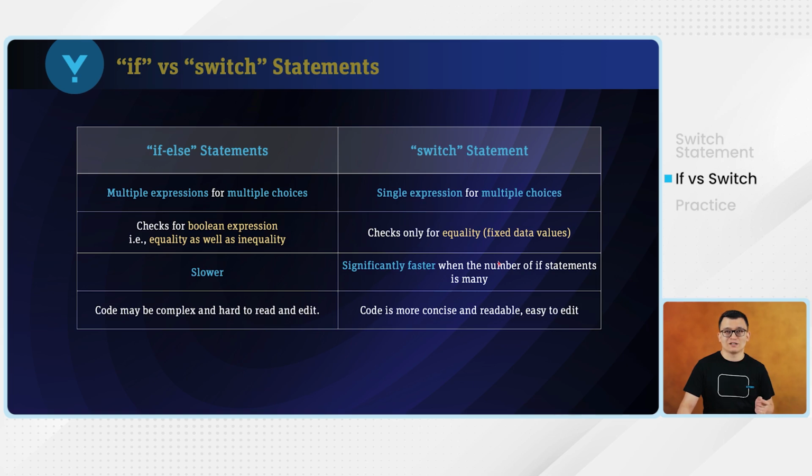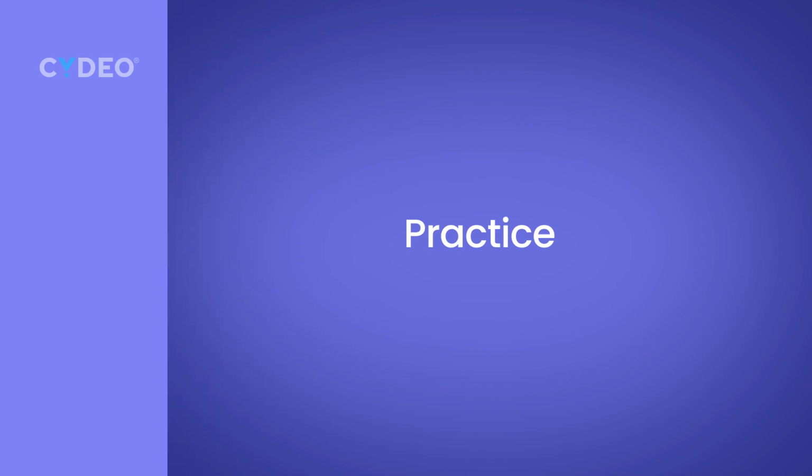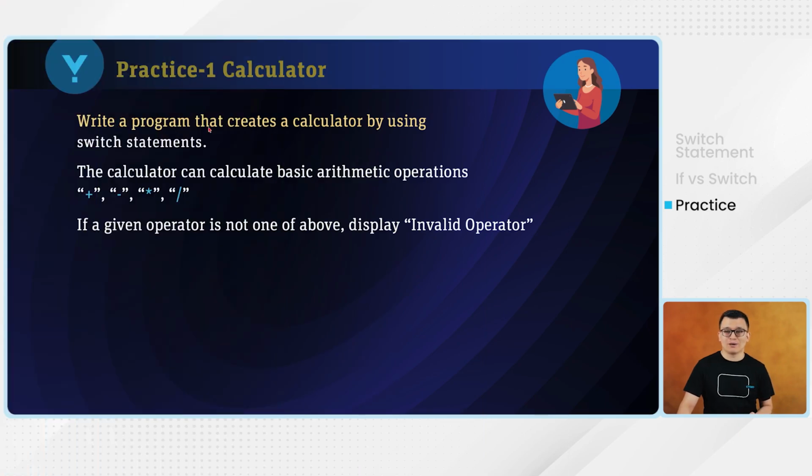Okay, so those are the differences between the if statement and switch. Next, let's work on a practice task where we can use the switch statement. In this task, you are required to write a program that creates a calculator by using the switch statement. The calculator can evaluate the basic arithmetic operations such as addition, subtraction, multiplication, and division. And if the given operator is not one of the above, then it should display the output invalid operator.